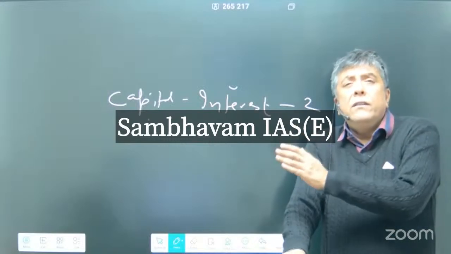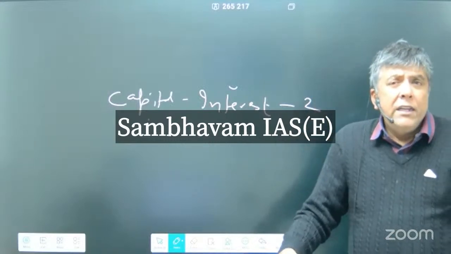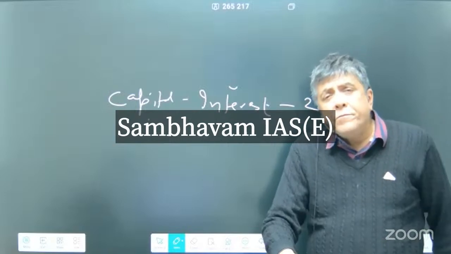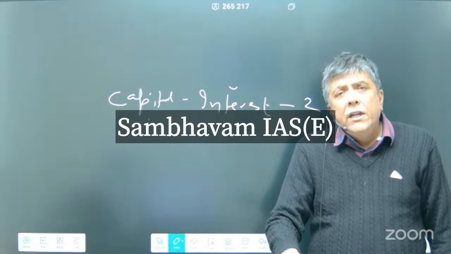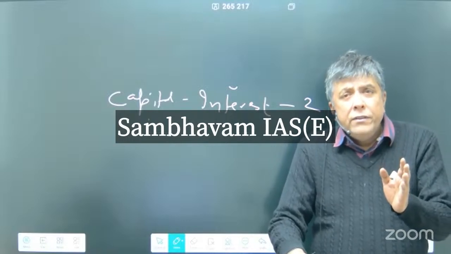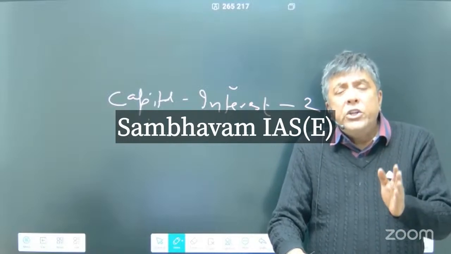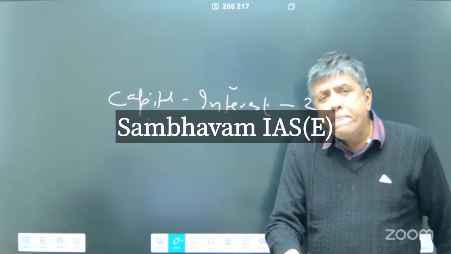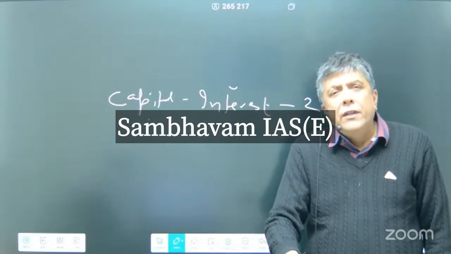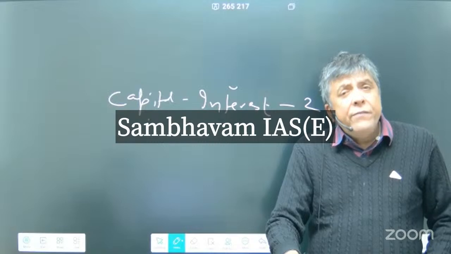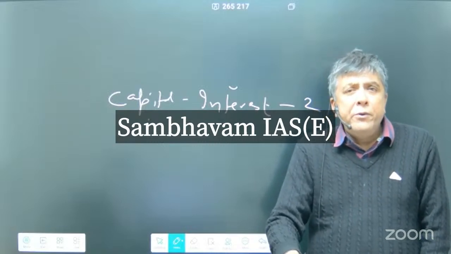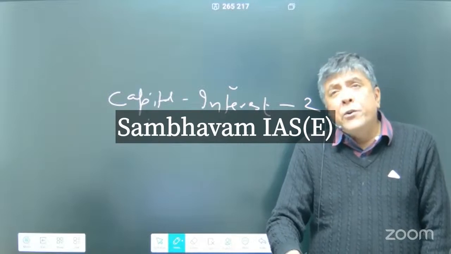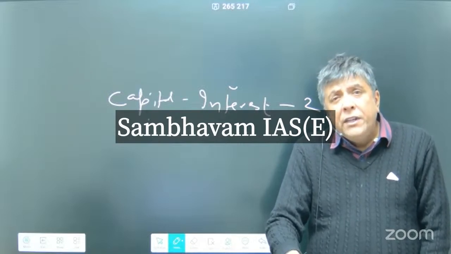Now, Government of India is working on growth theory. RBI is working on inflation theory. For growth, should the rate of interest be low or high? This is my question for you. What is necessary for growth? Rate of interest, it should be low.